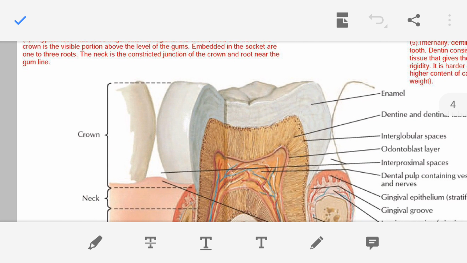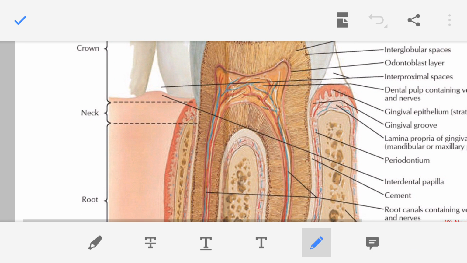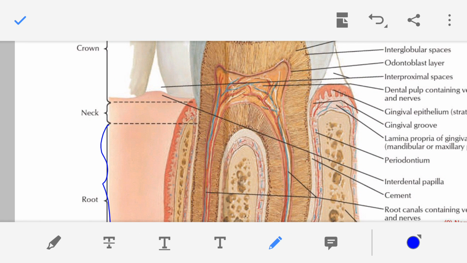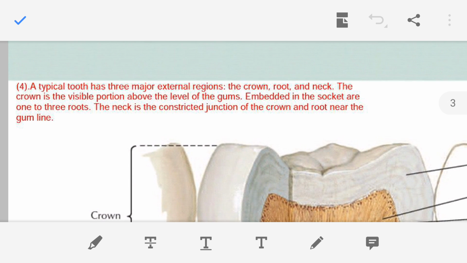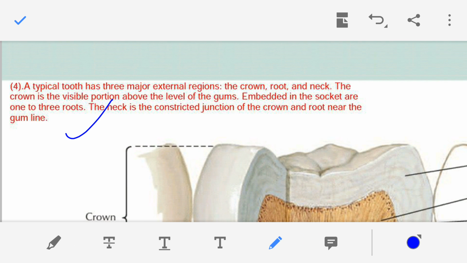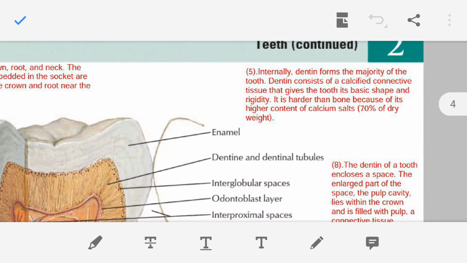Now the neck. The neck is the constricted region between the crown and root. For example, this is the crown, this one is the root, and between the crown and root, this constricted part is known as the neck. With this we have completed the fourth point of our discussion. Now moving on to the fifth point of our discussion.